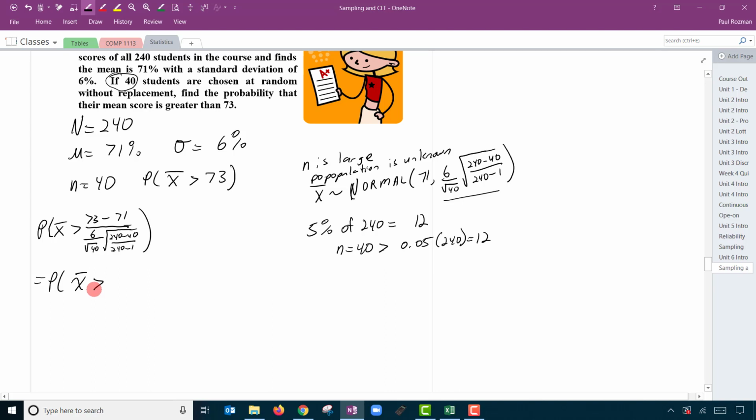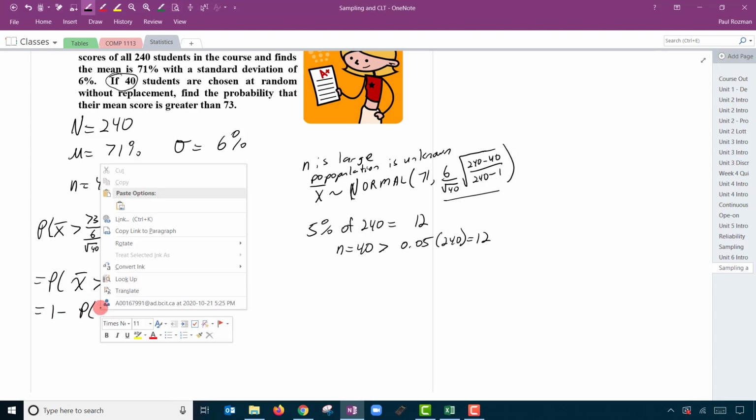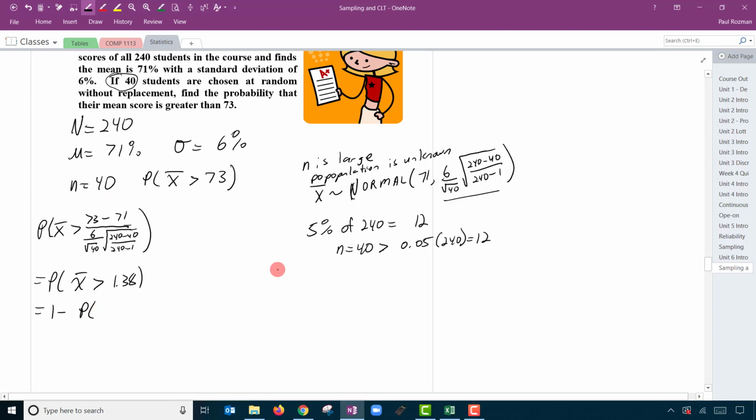We get a value of 1.38. Sorry, I wrote x bar. It should be z here. And if we're using our table, we'd have to do the complement. Look up 1.38 in the table. You get 0.9162, which means the answer is 0.0838.